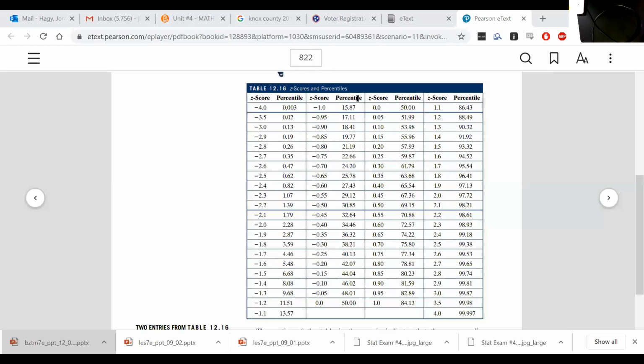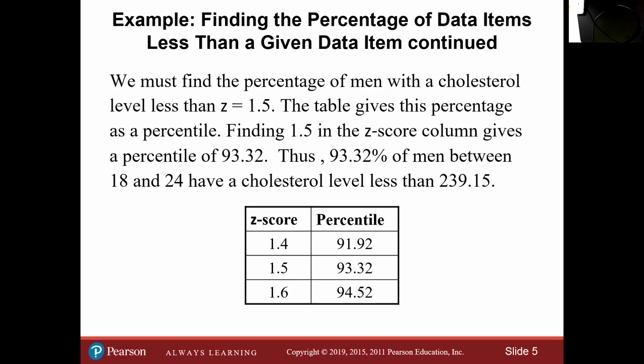The percentiles are the areas corresponding to each z-score. You can see they start out very small and increase as the z-score increases. Notice the center right here at 0. If we're talking about 0, then that's the center, that's the mean, and 50% of the area is included. And then we keep going up. We get pretty close to 100% towards the end. So this table that you see here in this slide is just a small section of that bigger table.